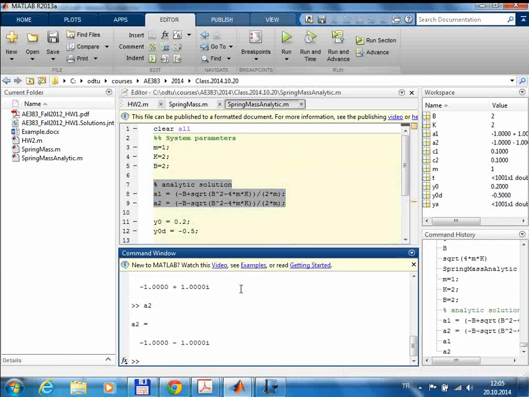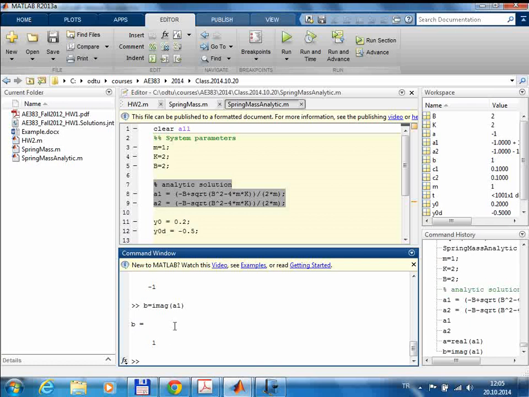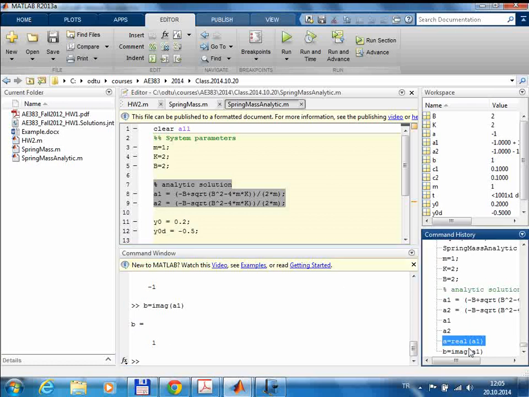And as you see, both A1 and A2 are complex numbers. This time A is the real part of these, and B is the imaginary part. So let me insert these into my code.